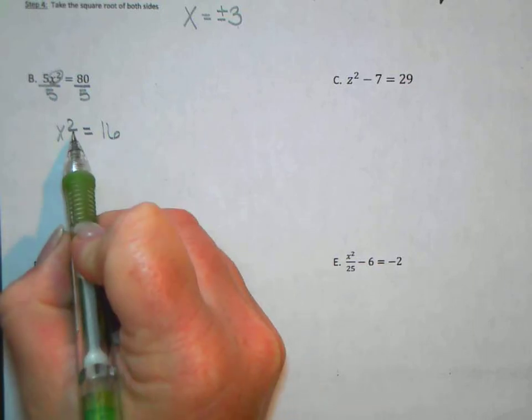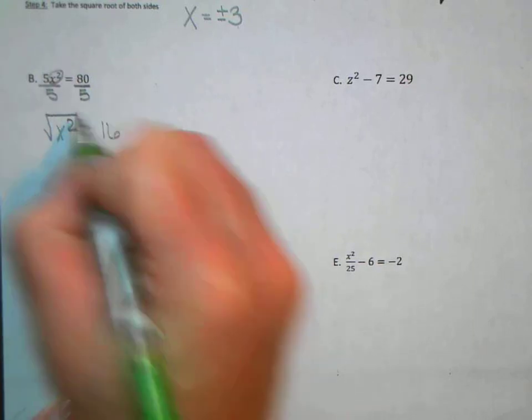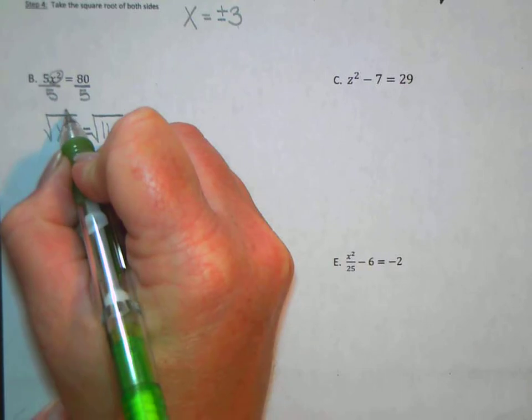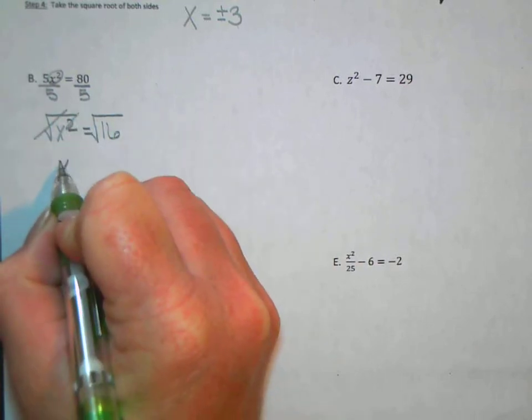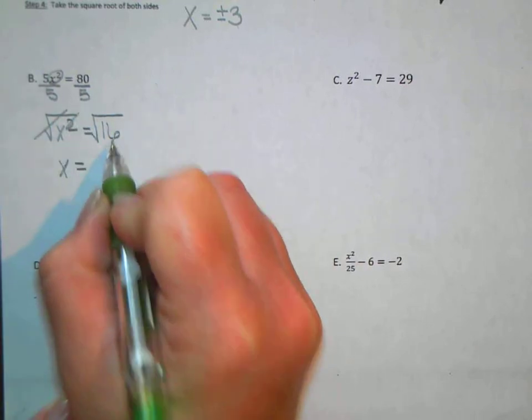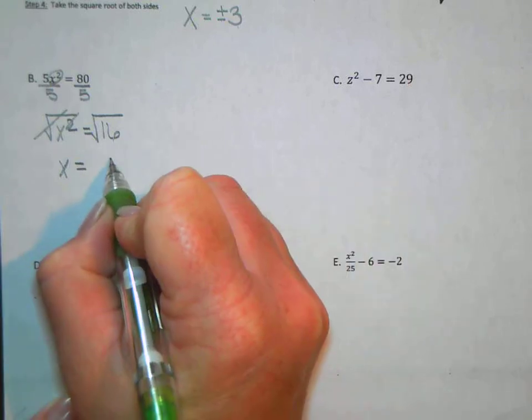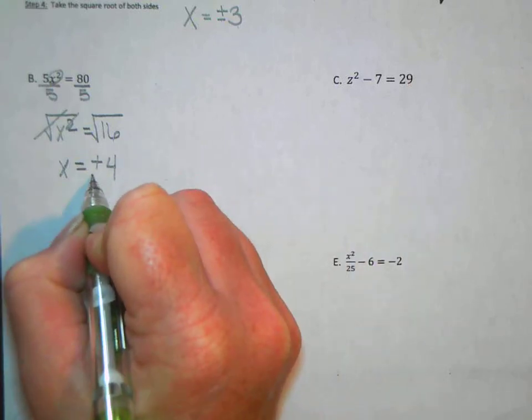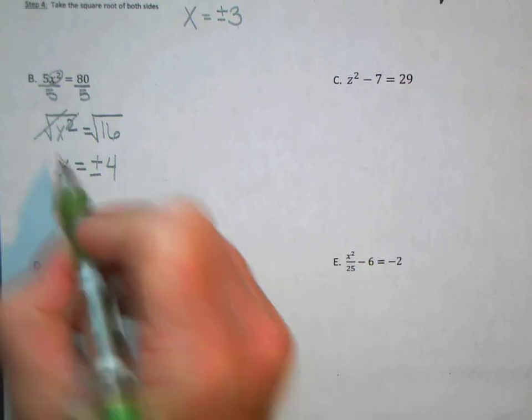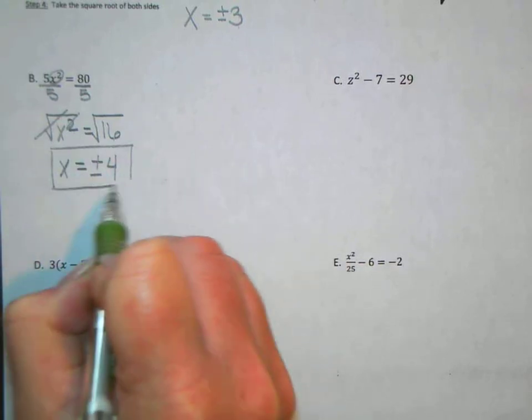Now, in order to eliminate this square, we're going to square root both sides. So this square root cancels this square, and that leaves you with x equals the square root of 16. Again, it's a perfect square, so that would just be 4. But remember, it's positive or negative 4. So that would be your final solution.